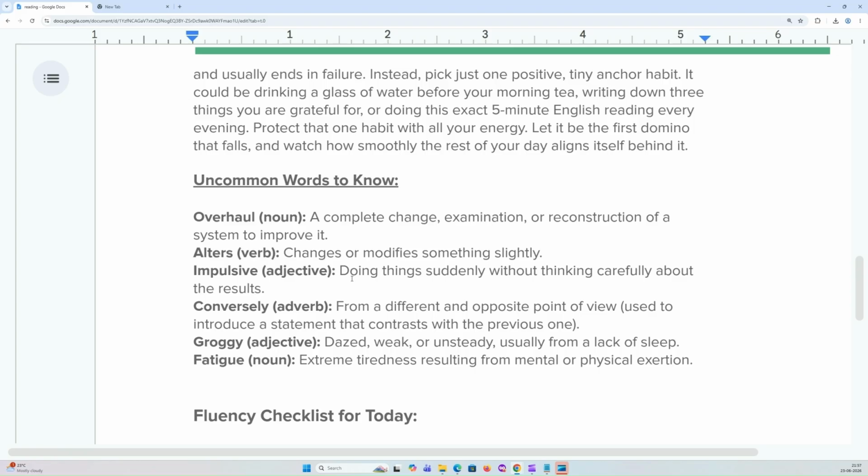Groggy, it means weak or unsteady. Fatigue, you feel sleepy with tiredness and you don't feel like doing anything.